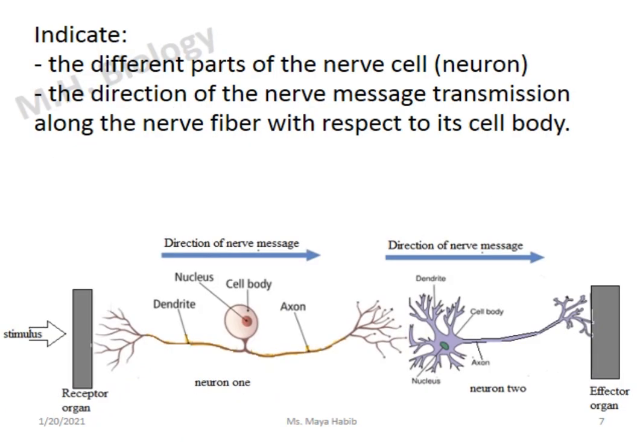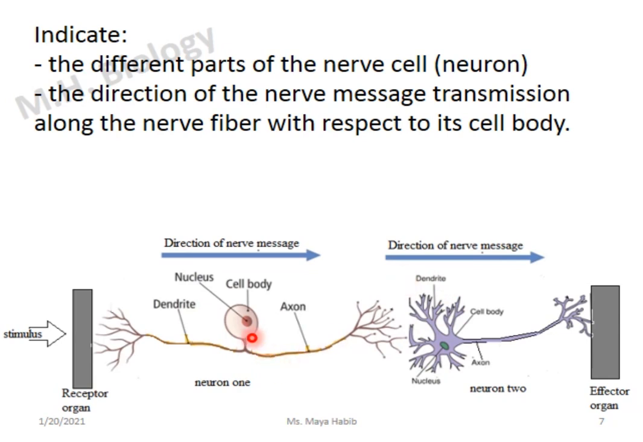Now we are going to inspect these two neurons in the figure below, and we are going to indicate the different parts of the nerve cell, and then we are going to look at the direction of the nerve message along the nerve fibers. So you can see that in these two neurons you have a fiber, for example in here, known as the dendrite, which is also present, but they are numerous in the other neuron. So meaning a neuron has nerve fibers which could be one or many, and they are known as dendrites.